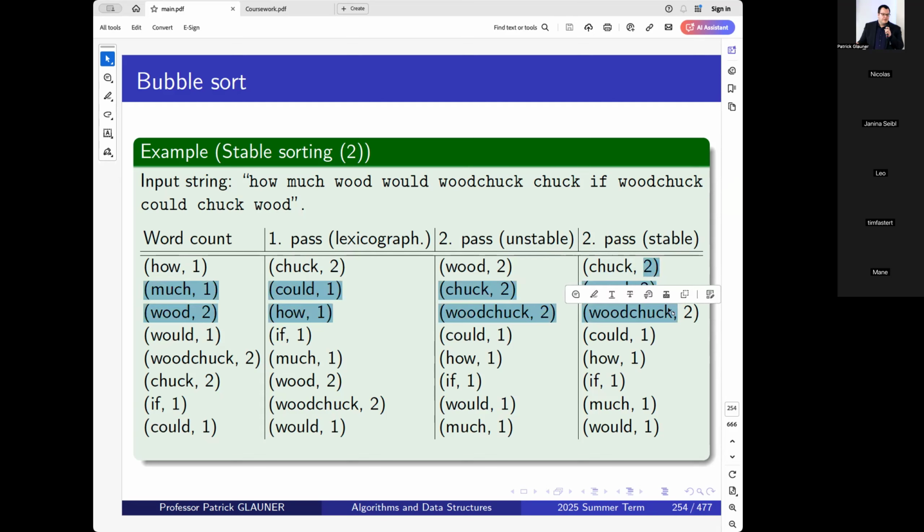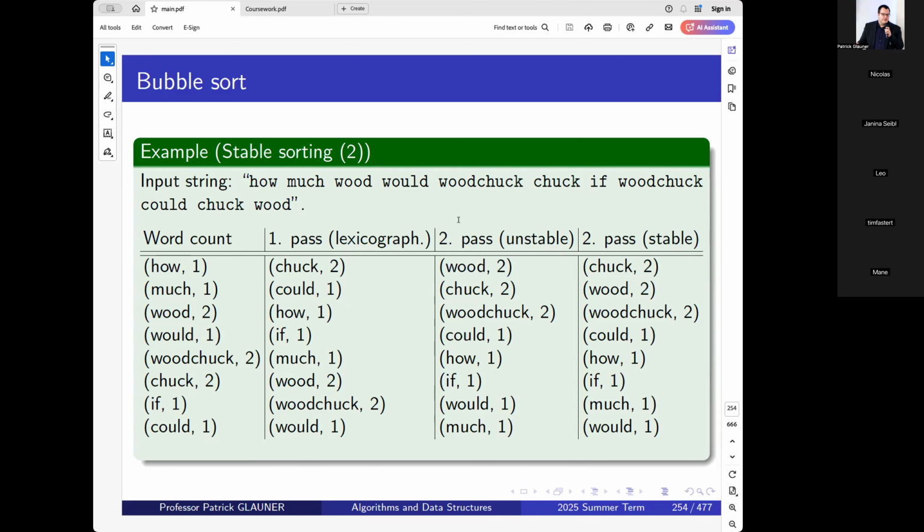So one group has integers 2, and then I want chuck, would, woodchuck, and in the next group where I have the integer ones, I also want to preserve the lexicographic ordering within that group. So it's could, how, if, much, would. And this is something that a stable sorting algorithm like bubble sort will give to me.